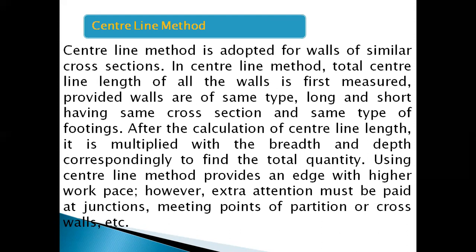Center line method is adopted for walls of similar cross sections. In the center line method, the total center line length of all the walls is first measured, provided the walls are of the same type, long and short having the same cross section and the same type of footings. After the calculation of center line length, it is multiplied with the breadth and depth correspondingly to find the total quantity. Using the center line method provides an edge with higher workplace.